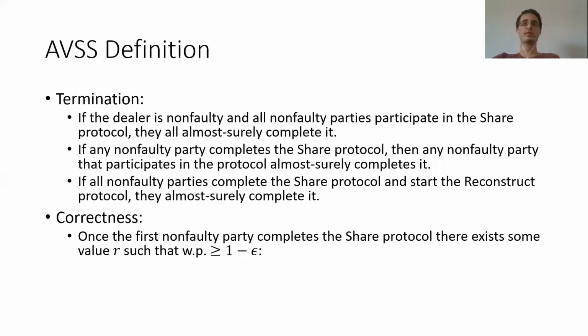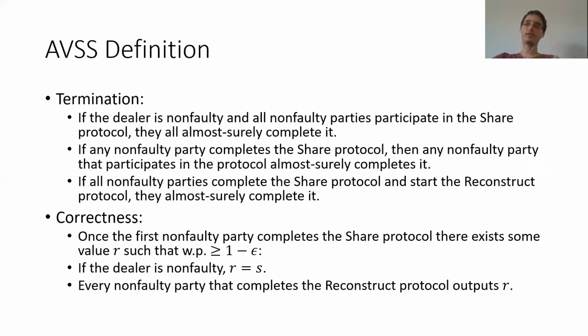The second property is correctness. Once the first non-faulty party completes the share protocol, there exists some value R, such that with probability 1 - epsilon or greater: First of all, if the dealer is non-faulty, R equals S. And secondly, every non-faulty party that completes the reconstruct protocol outputs R.